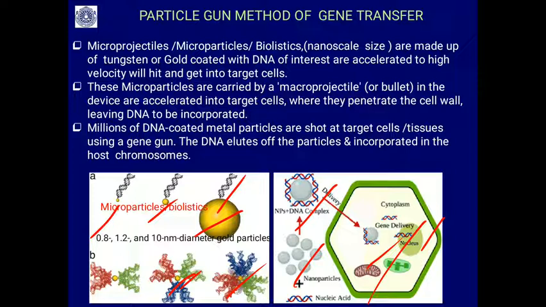Millions of DNA-coated metal particles are shot at target cells or tissues using this gene gun. So, that is why it is called a gene gun. It is delivering the gene, not the bullet. The bullet carrying the gene will be delivered. You have to imagine the cell structure, such a small one, and whatever is hitting it should not kill the cell. So, such a nanoparticle tagged with our gene of interest will be bombarded on the surface of the cell. The DNA elutes off the particle and incorporates into the host chromosome.